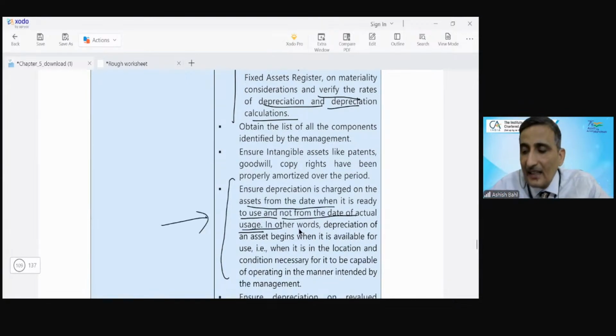So under Companies Act, the depreciation has to be charged from the date when the asset is ready for use, not from the actual date of use, like which you have read in Income Tax Act. Actual date of use is when the asset is put into use. So if the asset is ready to use, it has been installed, but say it would be used after 2 months, but it is ready for use, it is installed and all things have been completed, then depreciation would be charged from that date.